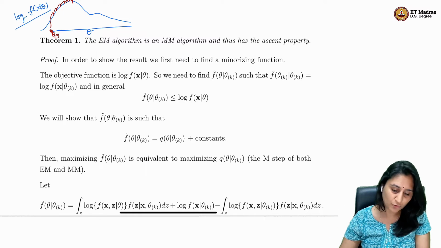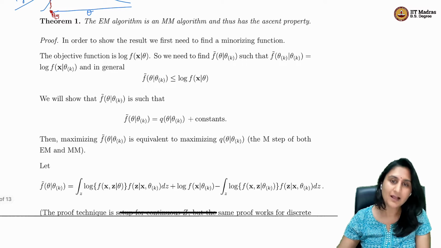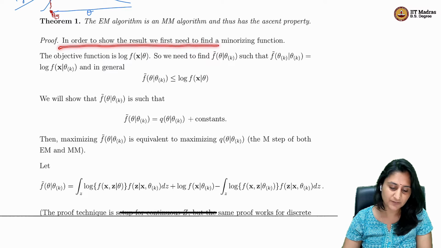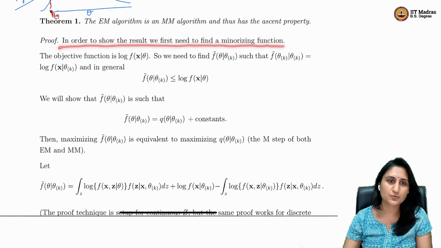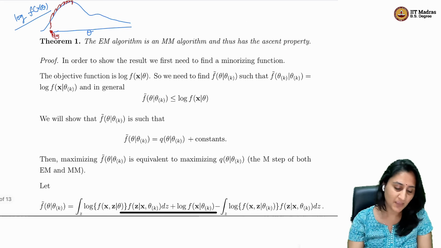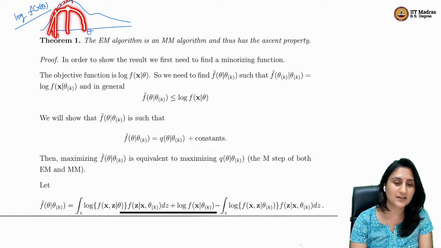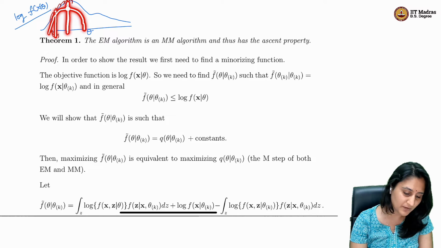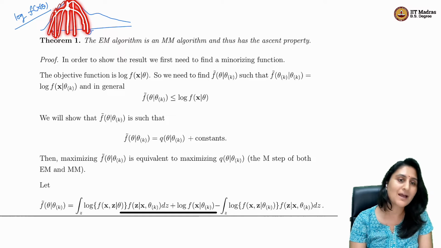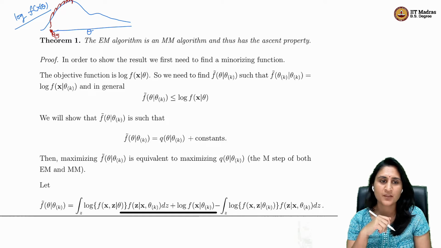Now, like I said, I'm not going to go through the proof of the theorem, but I'll go through a little bit of it. In order to show this result, we need to first find a minorizing function. So what is an MM algorithm? An MM algorithm at any point constructs a minorizing function and then finds the maximizer of that minorizing function, and that maximizer becomes the next point. Then it creates a minorizing function again and finds the maximizer of the minorizing function.